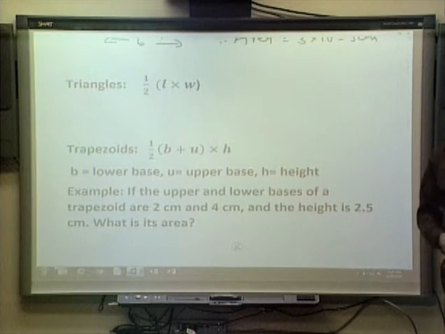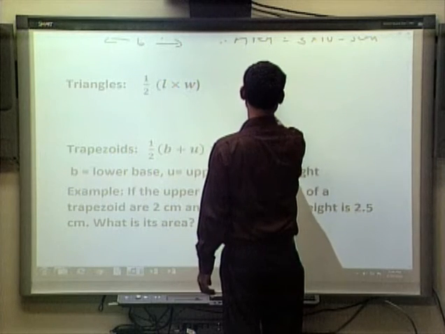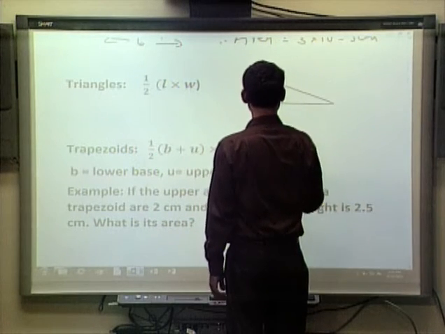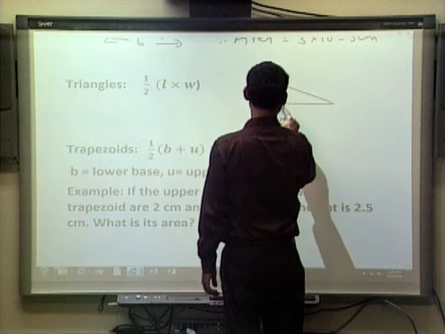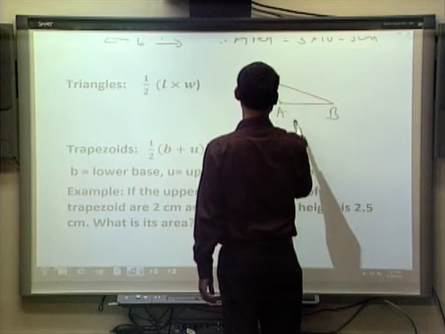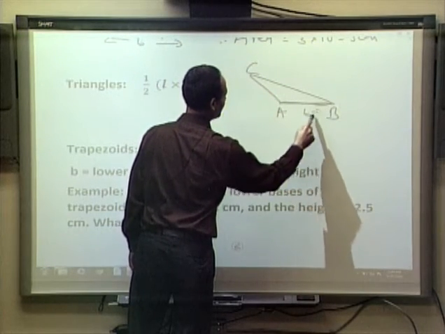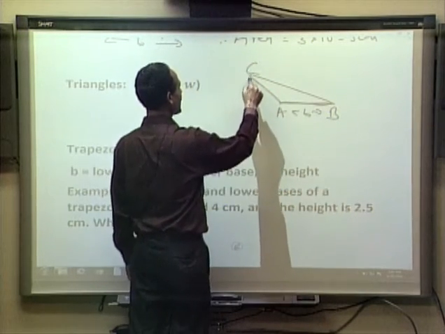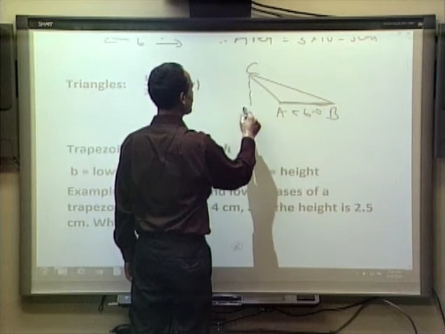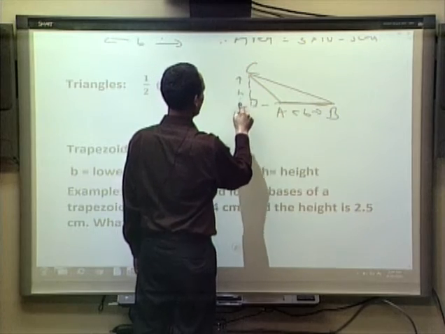Triangle. Well, let me draw an obtuse triangle here. Let us say ABC is the triangle, this is called the base of the triangle, and the height of the triangle is drawn by dropping a perpendicular from the vertex to the base, this is the height.